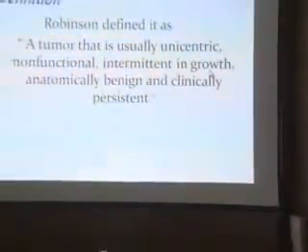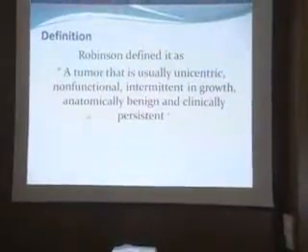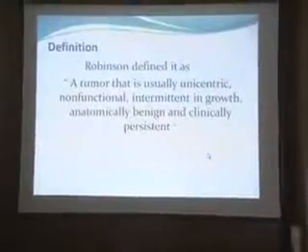We are all aware that it is developed from the odontogenic epithelium. Now the odontogenic epithelium's function is to form the tooth. So it is called non-functional after the function of odontogenesis, or after the tooth germ formation is over. It is intermittent in growth. Intermittent in growth means it is not continuous, it is very slow growth, anatomically benign and clinically persistent.